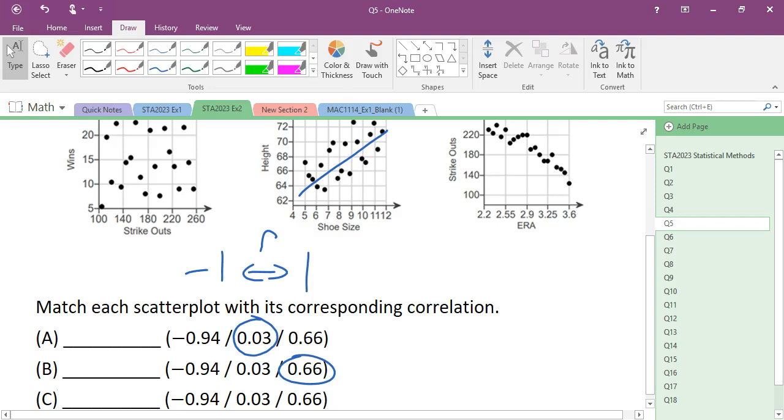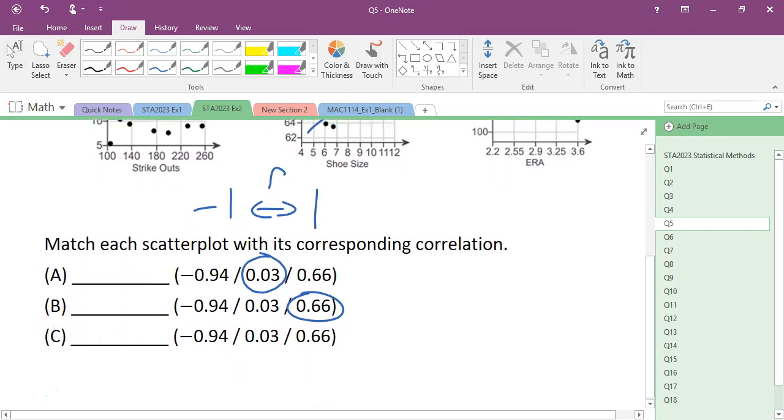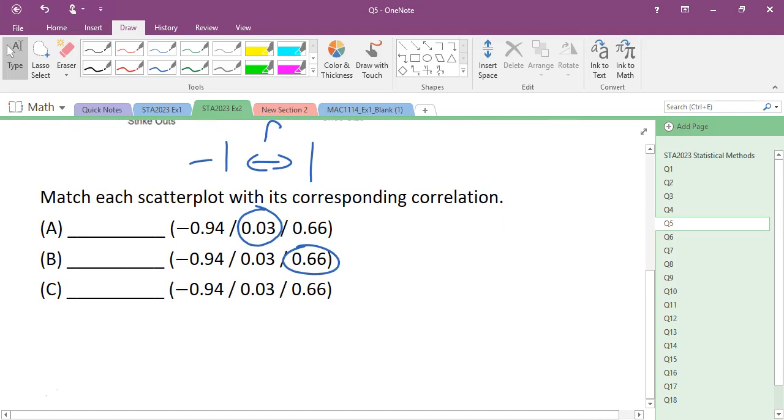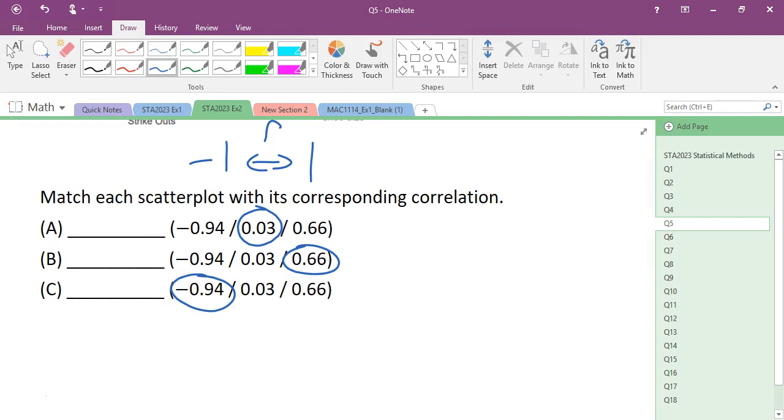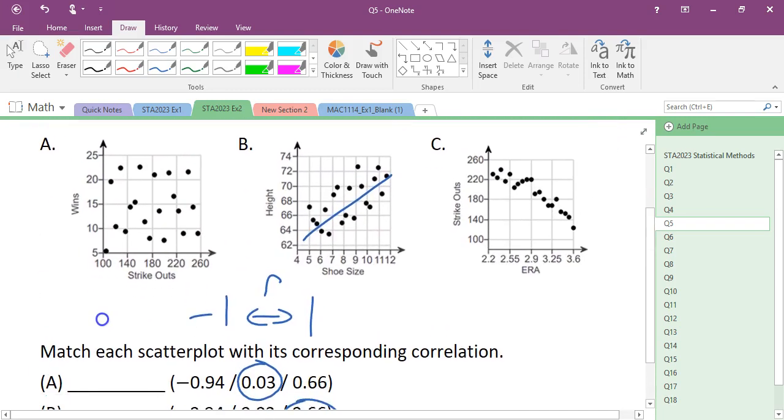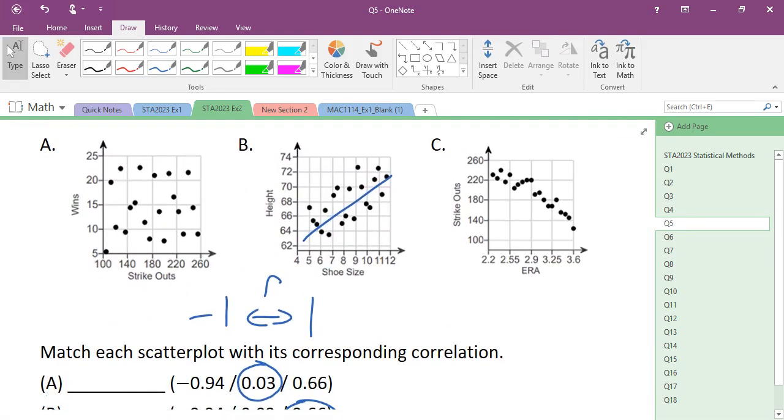Very little vertical spread. So then obviously process of elimination, C has to be the negative 0.94, and that makes sense because that almost looks like a straight line. There's very little vertical spread there. Cool.